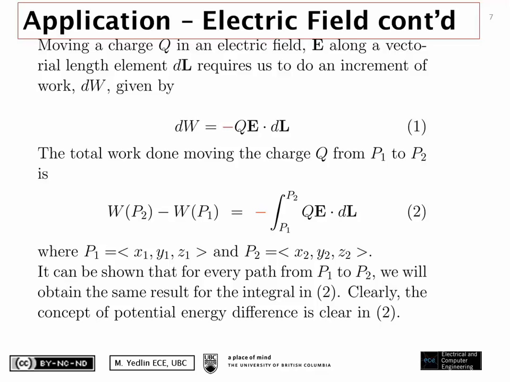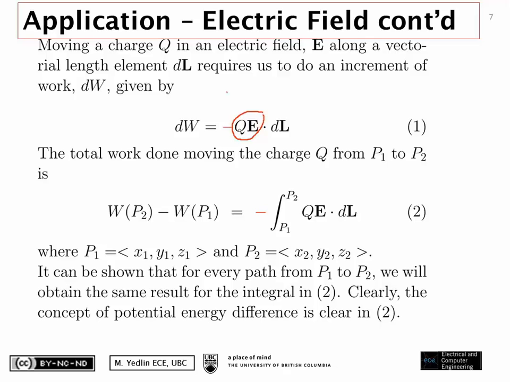With the gravitational analogy behind us, we can now turn to the electric case. So now if we move a charge Q in an electric field E along some electric field lines, along a vectorial length element dl, we have to do some work, and the work is equal to the force, which is QE, dotted with dl, because it's the force in the direction that we're moving, so it's the projection.